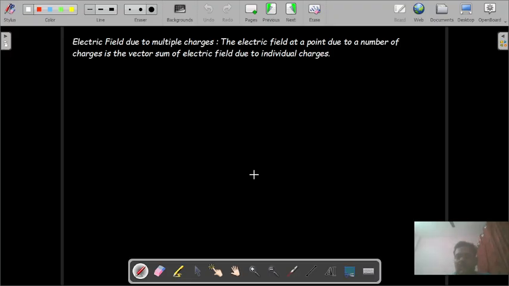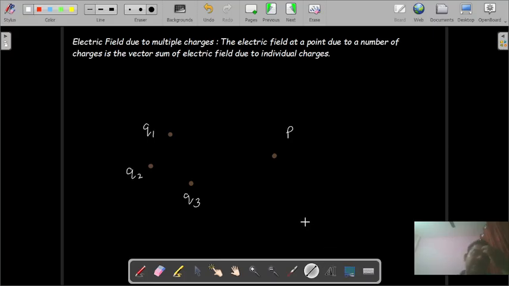So here, now we take a few other charges. We take charge q1, another charge q2, another charge q3. Let these charges be q1, q2, q3, and suppose we want to find out the electric field at a certain point P. So at this point P, we want to determine the electric field.